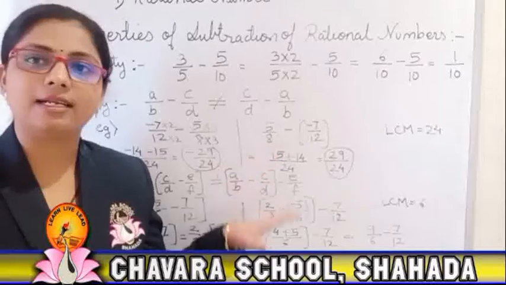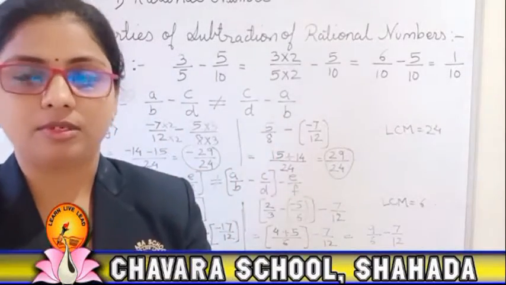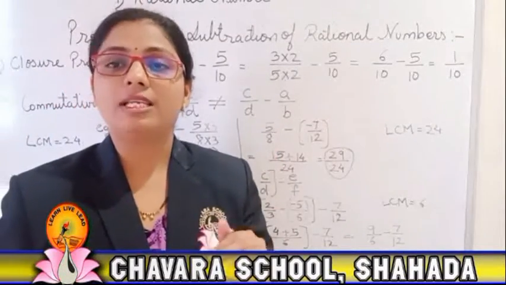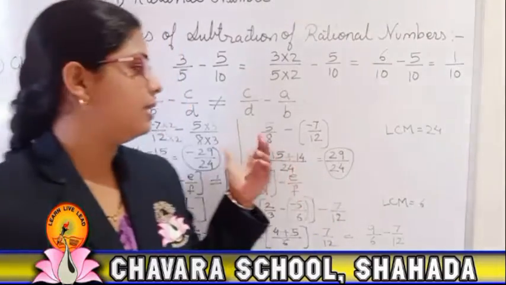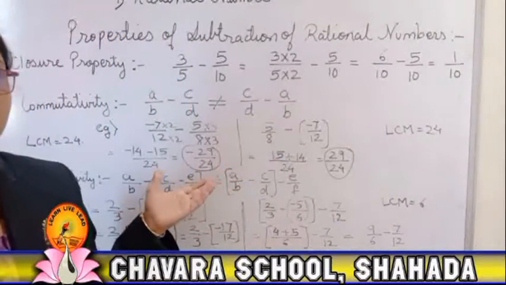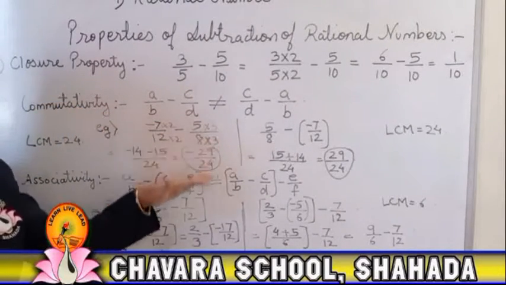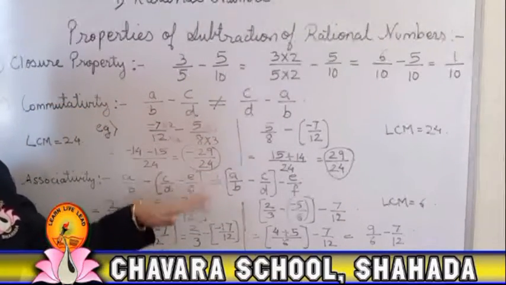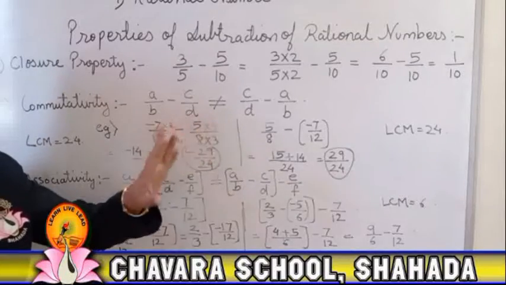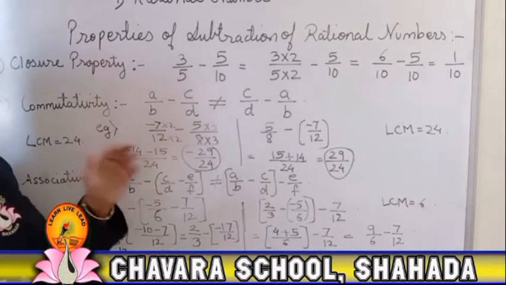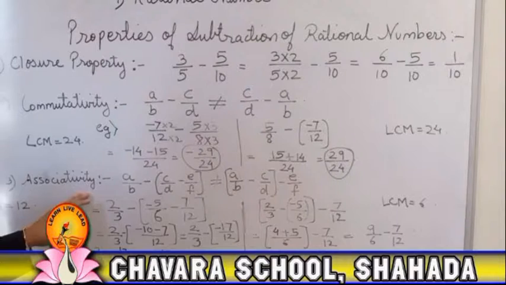Always you will get an answer like that, one negative and one positive. So we say that in this subtraction of rational numbers, the commutative property is not verified over here, because the answers are not equal. The next is the associativity property.